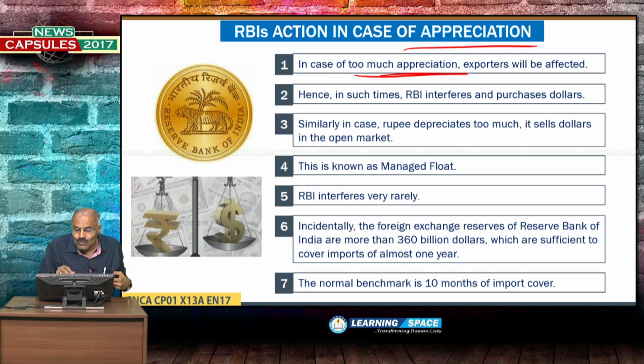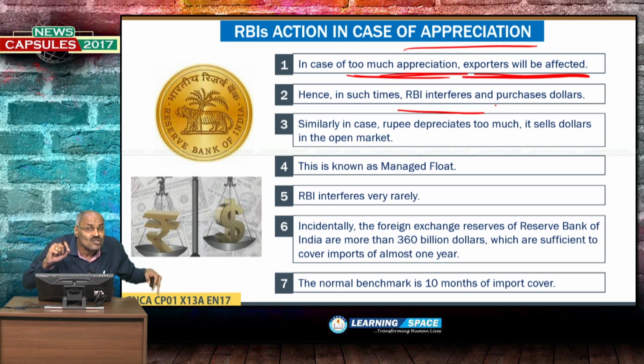Here, in case of too much appreciation, exporters will be affected. So when the rupee appreciates too much, the RBI interferes. When the rupee depreciates too much, the RBI also interferes. This is known as managed float. So the Indian currency, most of the time, is determined by market forces, but rarely, depending on the requirement, the Reserve Bank of India will interfere, and when there is too much appreciation, the RBI will purchase dollars.